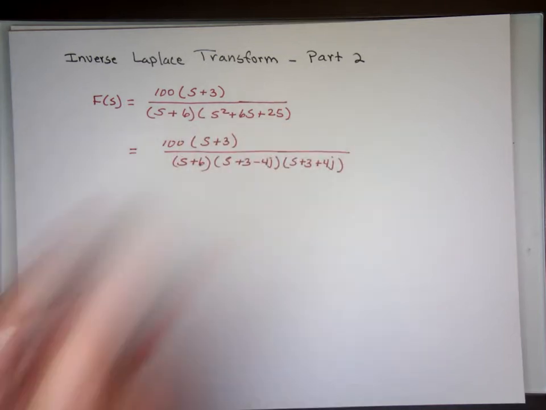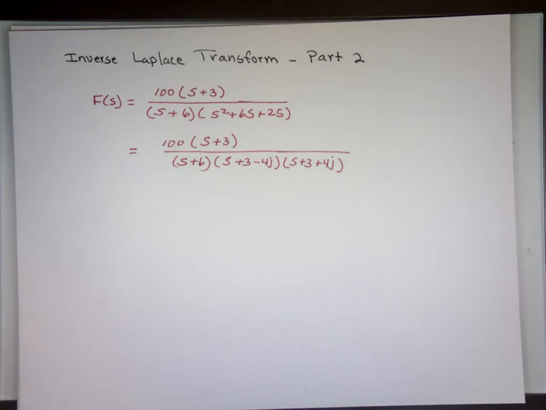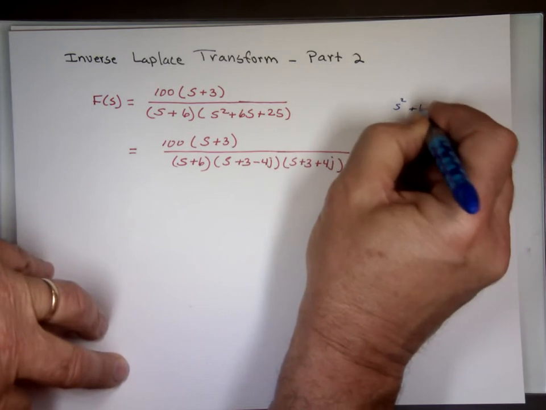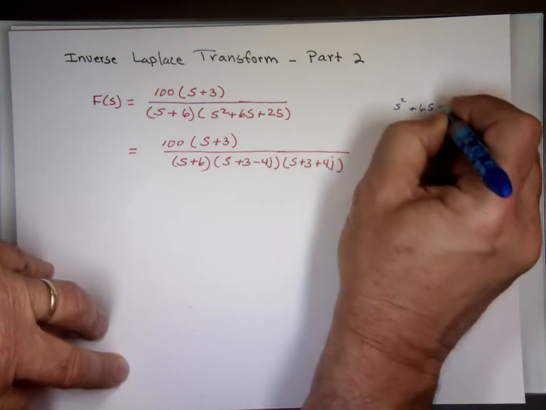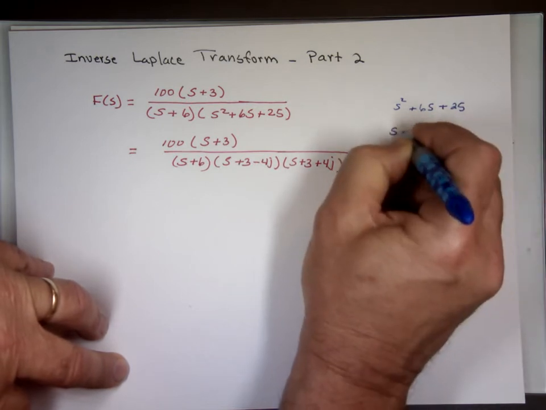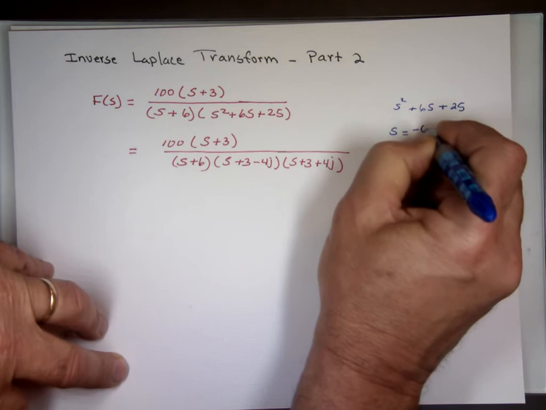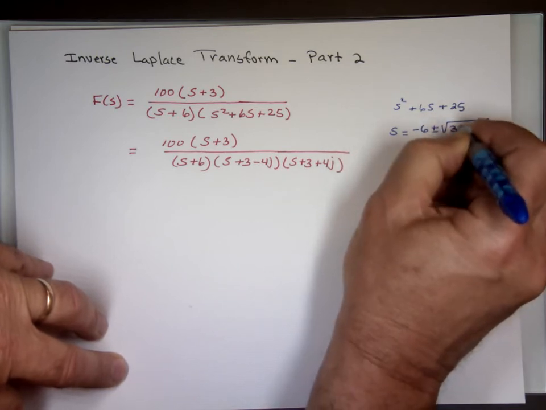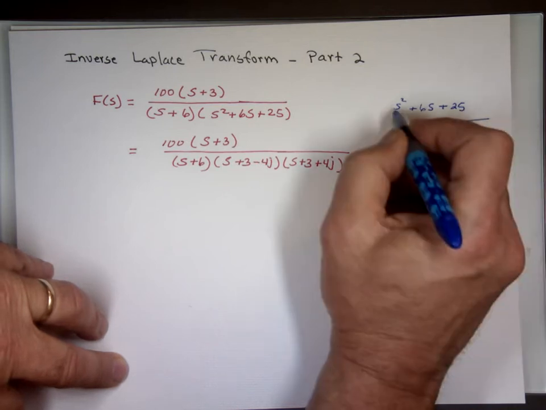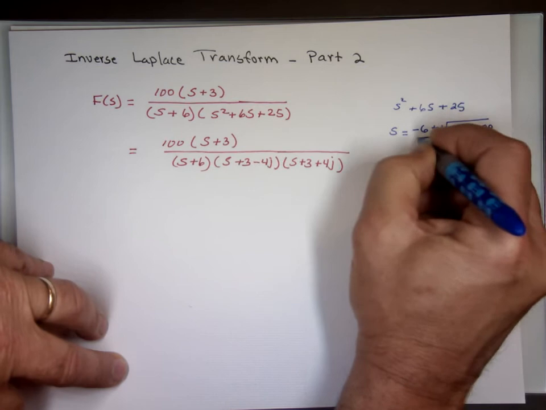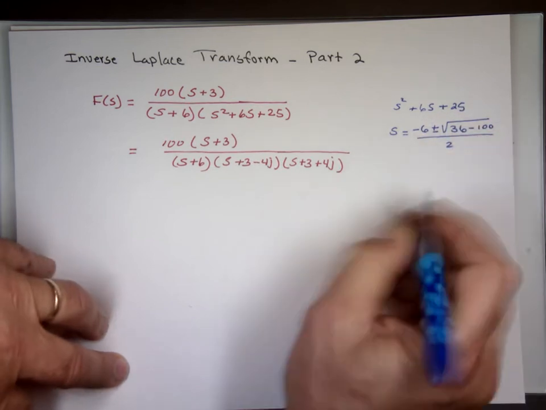Again, remember your quadratic, in case you forgot. I'm going to show you where these numbers came from. S will be minus b, which is 6, plus or minus the square root of what? 36 minus 4 times a times c, which is 100, divided by 2a, which is 2.